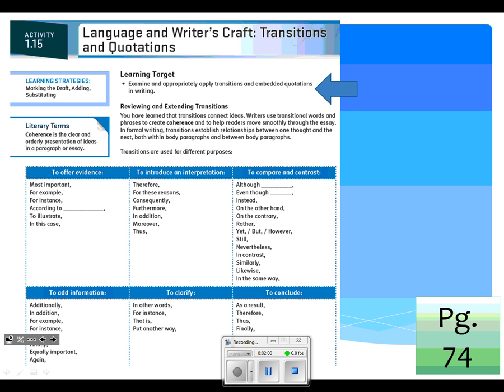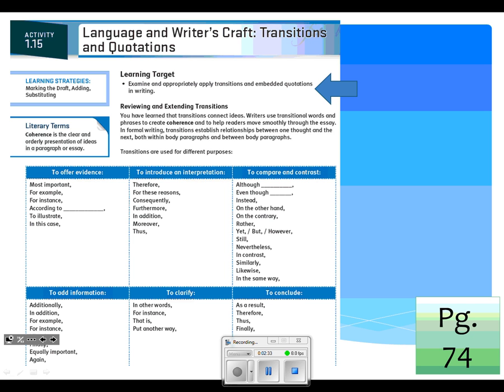The activities, you folks know to go ahead and just use that learning target. See what we're going to be practicing today with 115. Once you've pulled that learning target apart, once you've diffused it, this activity is going to have you practice examining and applying transitions and embedded quotes.